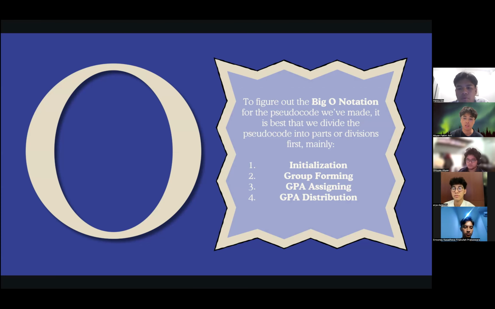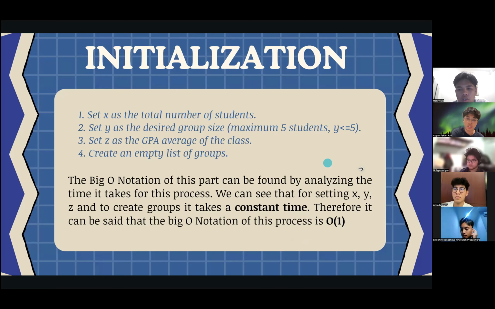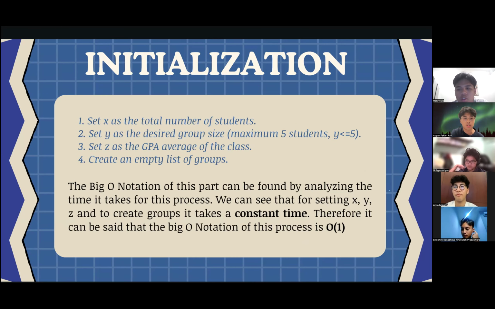And we divide it mainly by initialization, group forming, GPA assigning, and also GPA distribution. Now, first we move on to the initialization. In initialization, first of all, we set the parameters for our pseudocode, which is set x, set y, set z, and creating an empty list of groups. The time or the space needed for this part of the algorithm doesn't grow or respond significantly if our input grows. So we can say that for this part of the pseudocode, the time it takes is constant. Therefore, we can also say that the big O notation for this process is O(1).